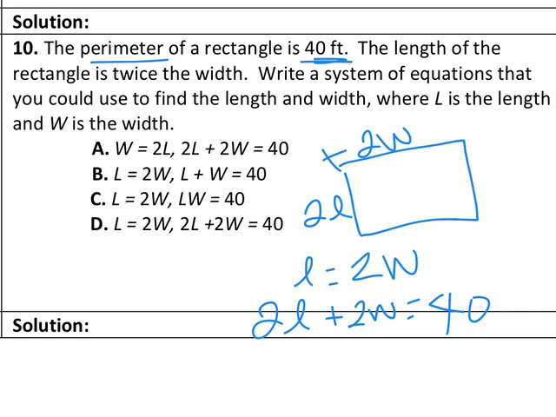So taking a look at A, it says width equals 2L, and that's not true, because if you look back in here, it tells you that L equals 2W, so that's not a good one. L equals 2W, that's good. But L plus W equals 40, and that's not true, because that would just be this side plus this side, and that would only be 20, I guess. And then L equals 2W, that's good, but LW equals 40. Length times width would give you the area and not the perimeter, so that's not a good formula there. And then you'll see those 2 match up, so that would be the correct answer.